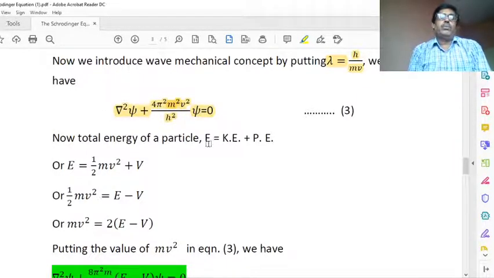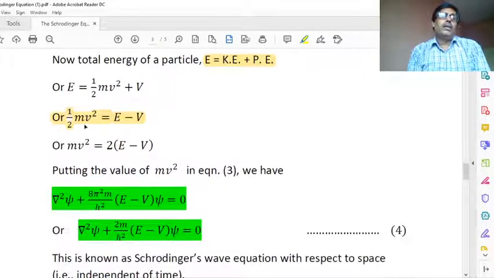As we know, total energy is equal to kinetic energy plus potential energy. And kinetic energy is equal to what? Half mv square. So half mv square is equal to total energy minus potential energy, E minus V. And if 2 is taken this side, then it will be mv square is equal to 2(E minus V).